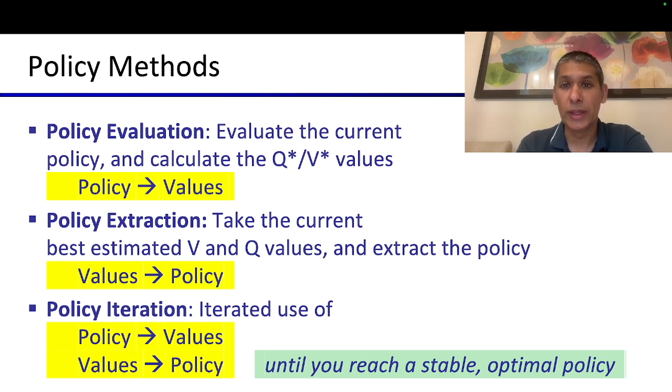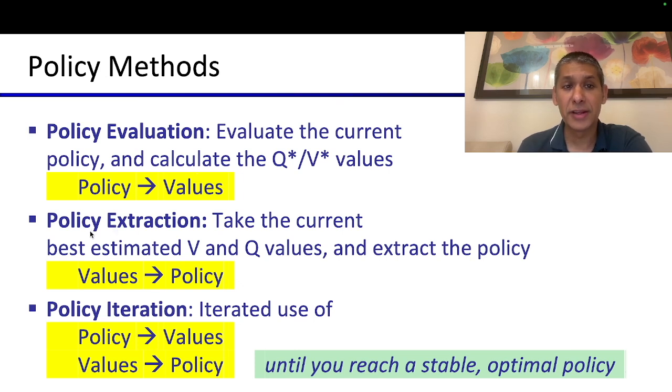Today, though, we're going to be talking about something fairly different, called policy methods. Within policy methods, we have 3 key topics to understand. Let's make sure we understand all 3 of them. One part is called policy evaluation, which means that you compute the Q star and V star values, very similar to what we have already done, except for the current policy. In other words, you're given a policy, you compute the values. That's called policy evaluation. That naming makes sense.